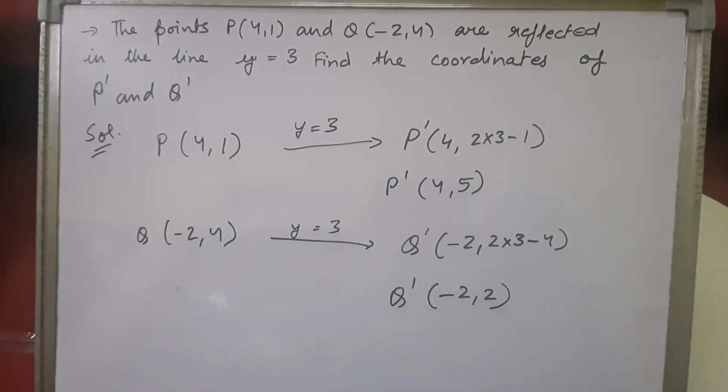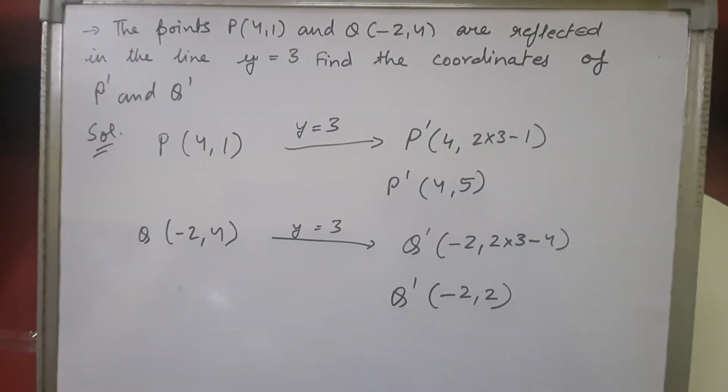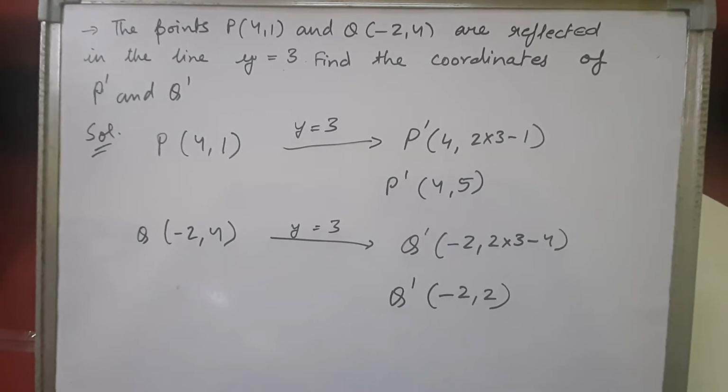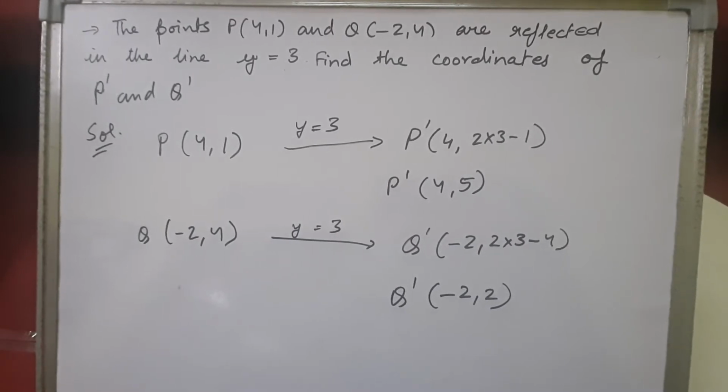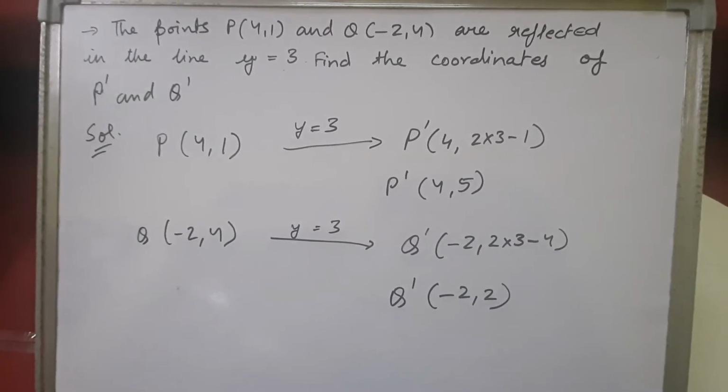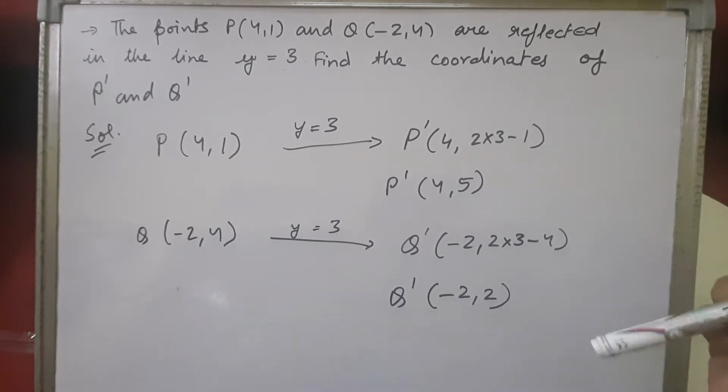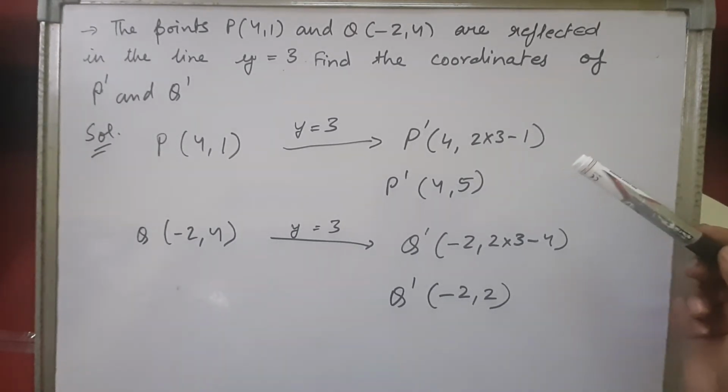Similarly, we have also studied that if a point P (x, y) is reflected about the line x = a, then the coordinates of the image P' will be (2a - x, y). And when a point P (x, y) is reflected about the line y = b, then the coordinates of the image will be P' (x, 2b - y). So we are going to apply these last 2 points that we discussed in the last class to solve this sum.